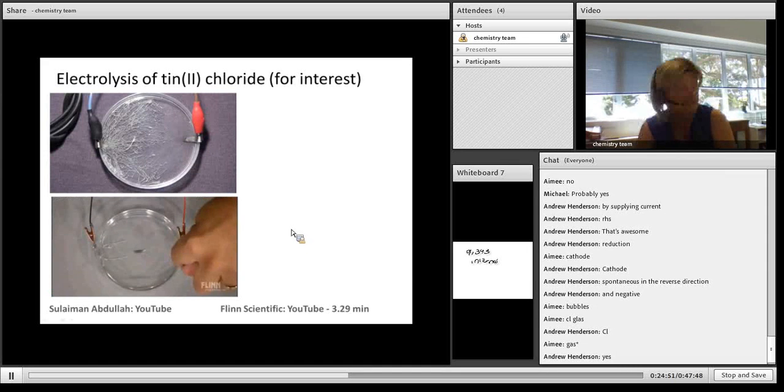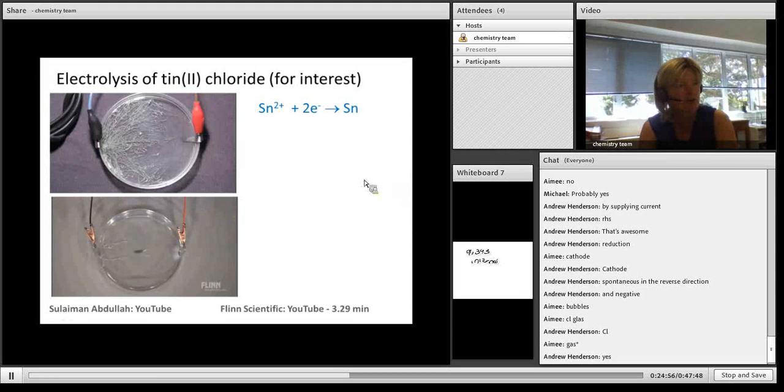But it's very pretty, isn't it? I liked it for its prettiness. So what we've got is the tin ions forming tin metal.